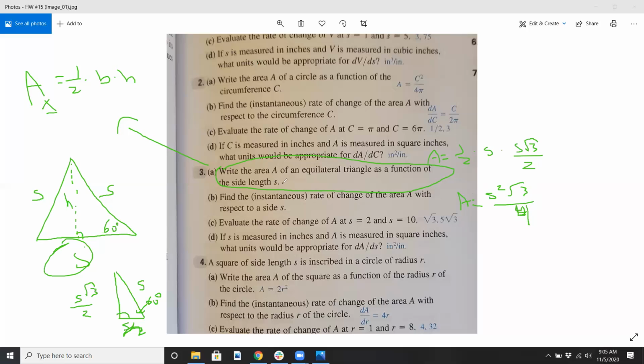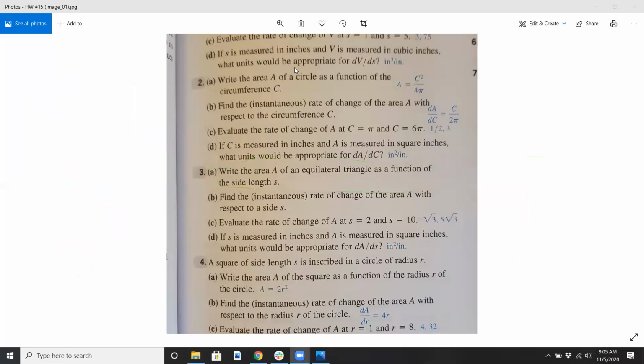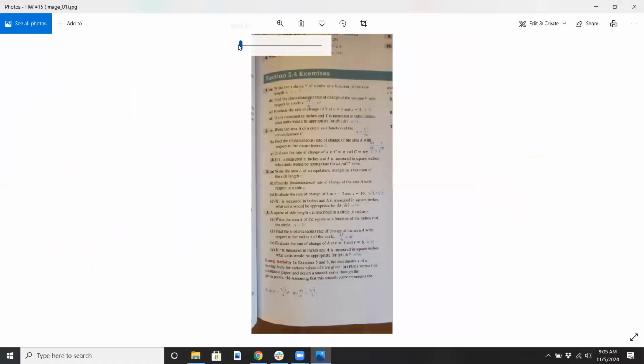Then to take a derivative, that's easy. Just move the 2 to the front. So 2s times root 3 over 4, which reduces to s root 3 over 2. So that's how I can express the derivative of the area of an equilateral triangle, or the rate of change of the area with respect to side, if I did it in terms of one variable. Then, of course, plug in 2 and 10, you're good. And it's inches squared per inch. So that's how that works. So hopefully that gives you kind of an idea of what we're dealing with in these problems here.